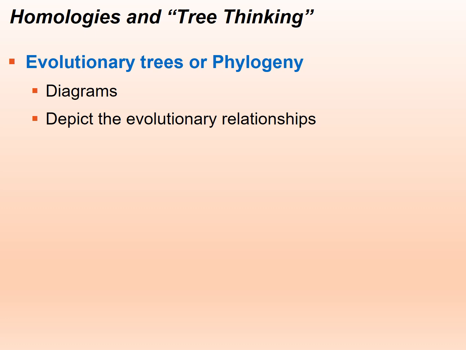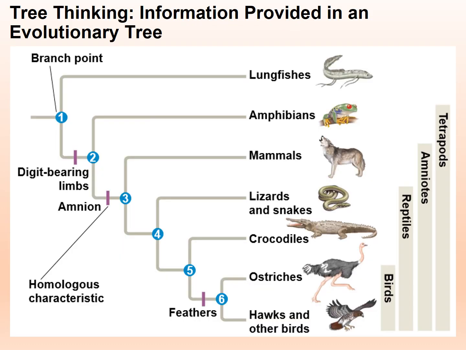And the relationships between organisms can be shown in evolutionary trees using different types of data. It could be anatomical data or DNA sequence data, other types of molecular data. I must mention, though, anatomical data is not as reliable as molecular data.